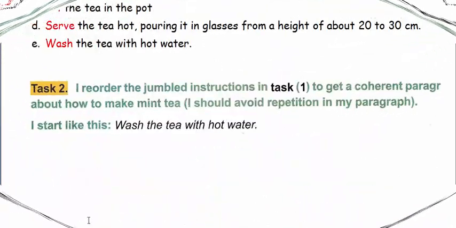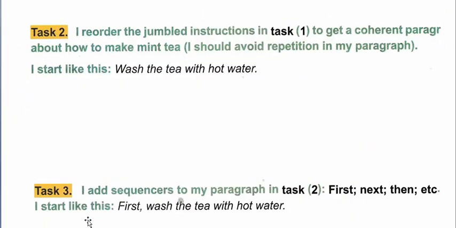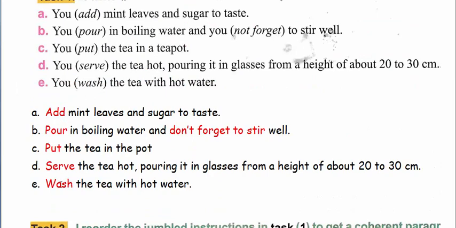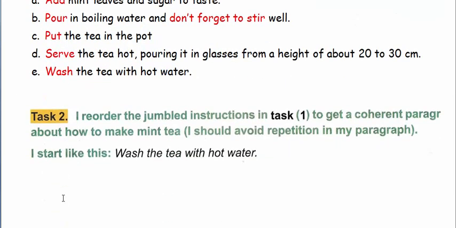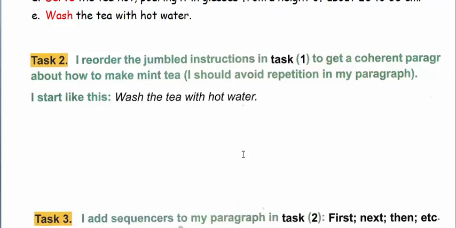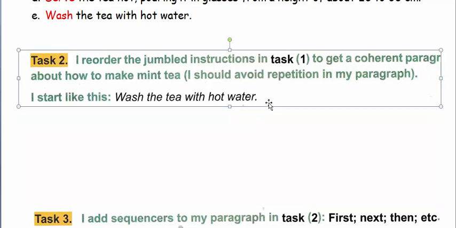Let's move to task 2, which is related to task 1. I reorder the jumbled instructions in task 1. So these we call instructions. They are jumbled, meaning they are not in the correct order. They want you to put them in the correct order to get a coherent paragraph about how to make mint tea. I should avoid repetition here in my paragraph. Okay, take a little while to think about this task and I will go back to you later on.